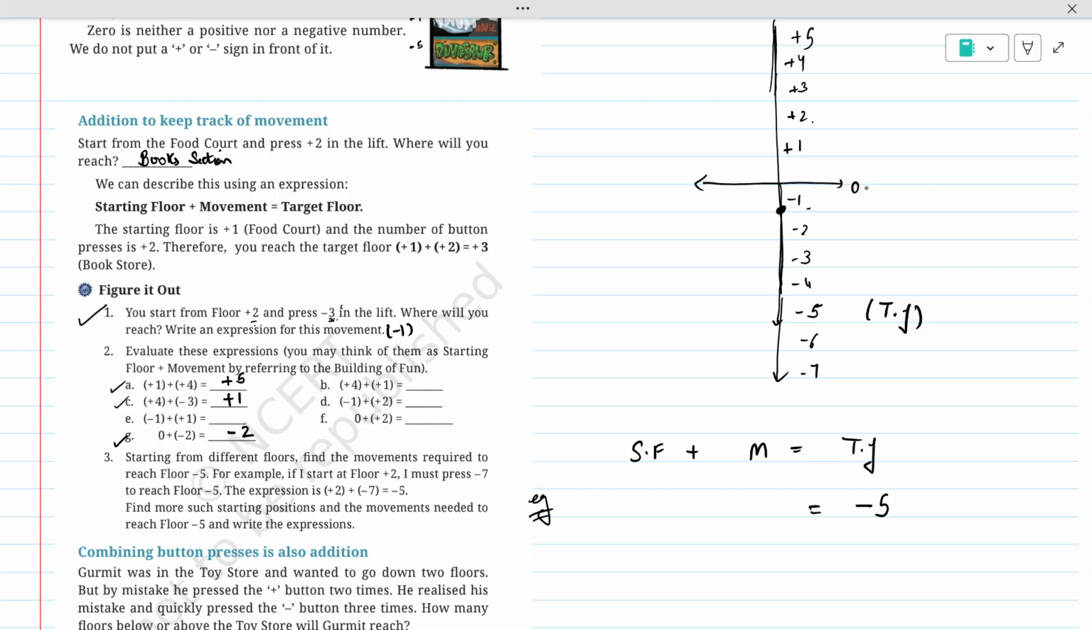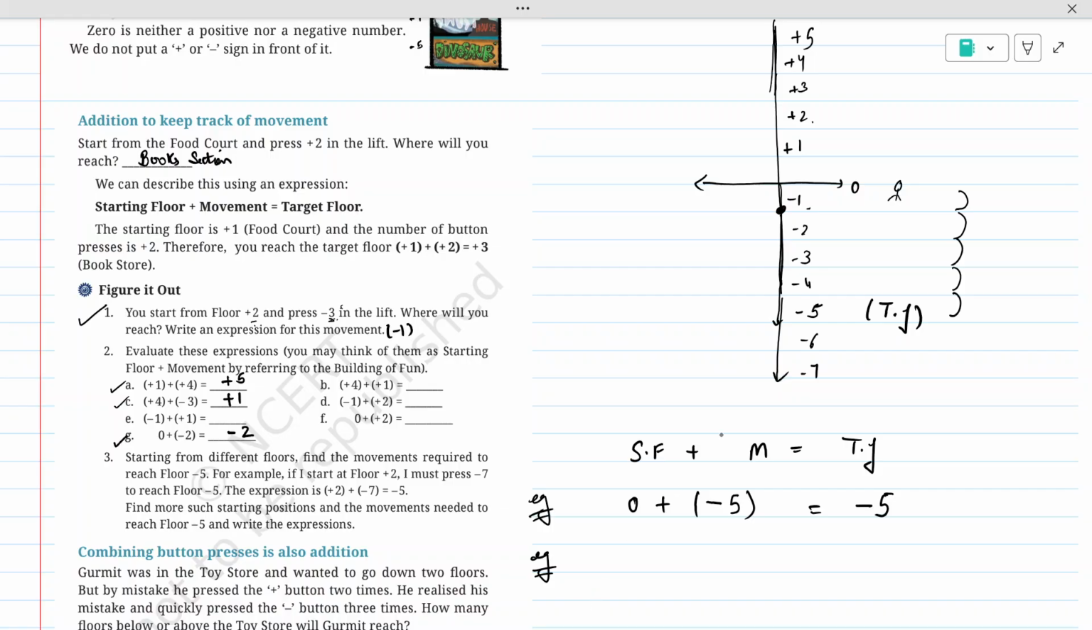The very easy, the first one is that I am standing on the ground, and from the ground I am making a movement of 5 steps. So first, second, third, fourth and fifth. So I am pressing minus 5 times and I am reaching this floor. Okay, so this is the first thing we can do.